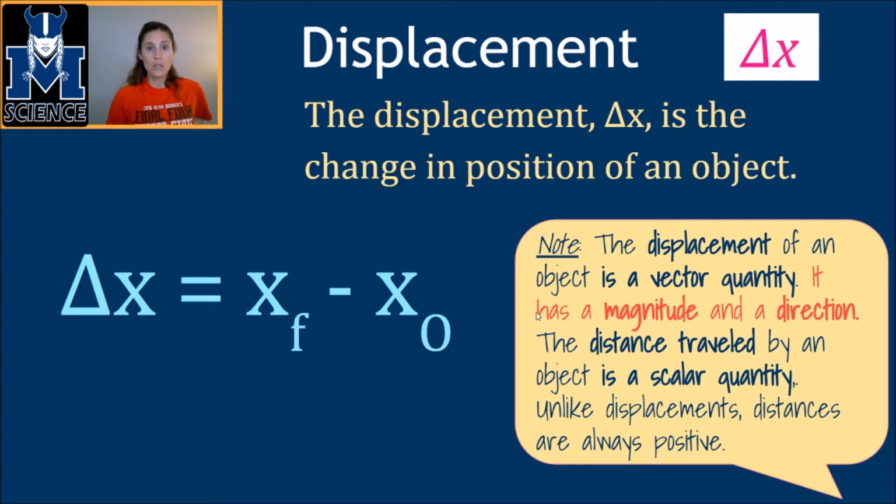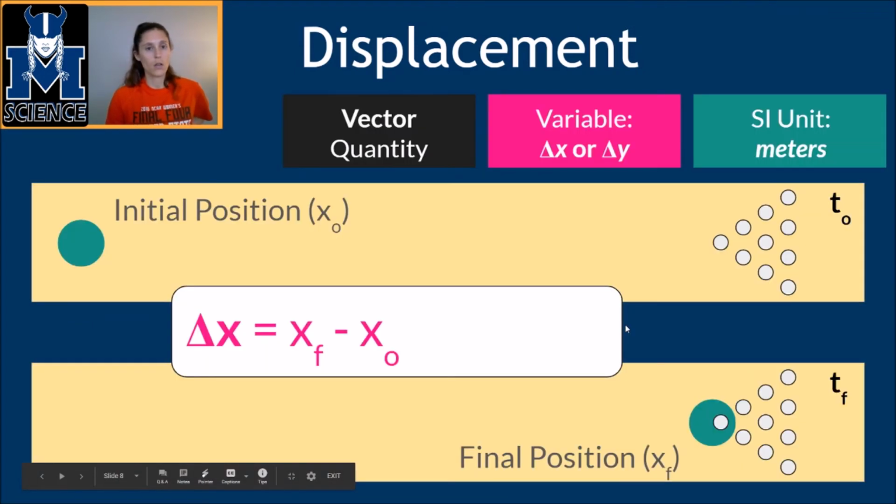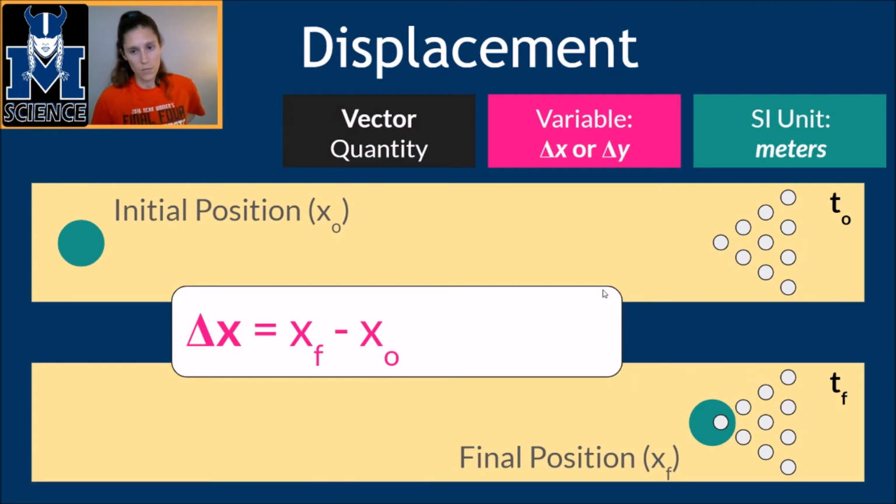This is different than distance traveled. Okay, so it seems similar, but we'll see in the next example that distance traveled is actually a different thing than displacement. It's a scalar quantity. It doesn't have a direction associated with it. So let's take a look at an example to see that more clearly.